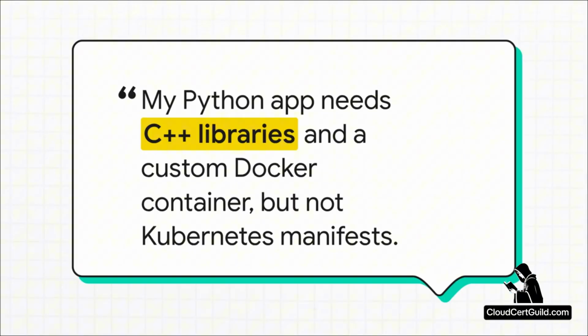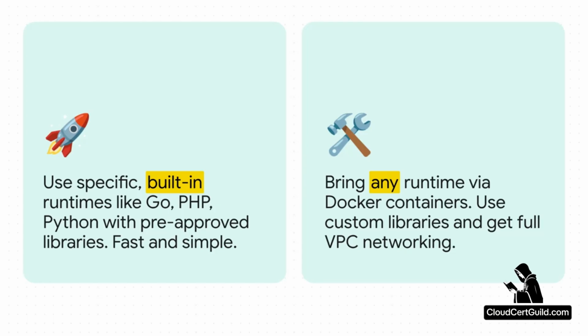And here is a perfect real-world problem. You've got a Python app, right? But it has these very specific C++ libraries it depends on. So you need a custom environment, which pretty much means you have to use a Docker container. But you want the platform to handle the messy parts, like scaling and all that. And you definitely do not want to get lost in the weeds writing complex configuration files for something like Kubernetes.